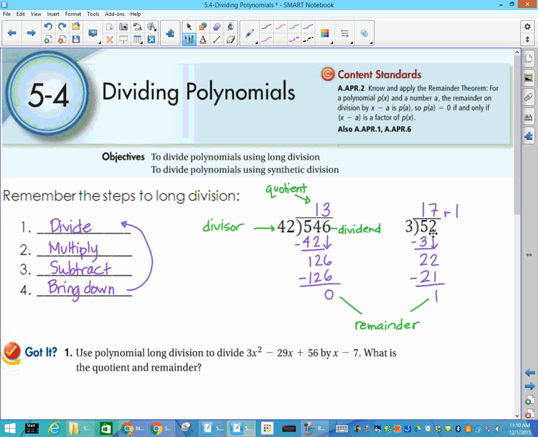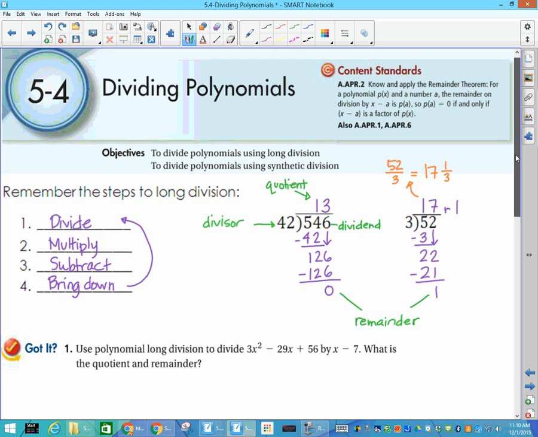Over here, 3 is not a factor of 52 because it doesn't go into 52 evenly. But I also want you to realize that when you write this answer, you can write it remainder of 1. But it's also, if you think of 52 divided by 3 or over 3, then that answer is 17. And then we say remainder of 1, and we write that over the divisor. So again, that's something else that we're going to keep in mind as we go through this lesson. Okay, so let's look at some examples.